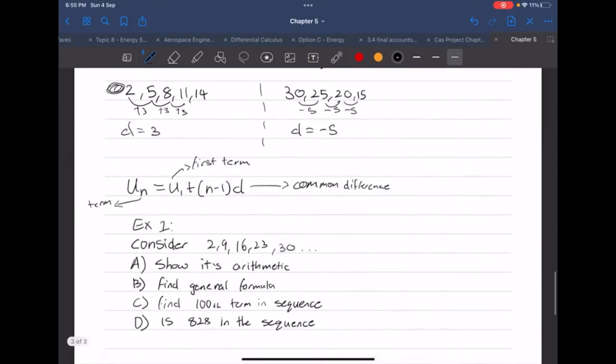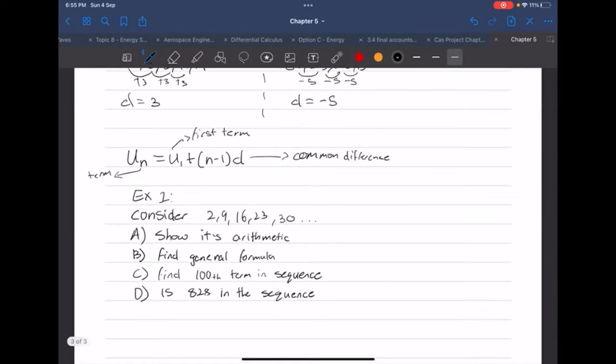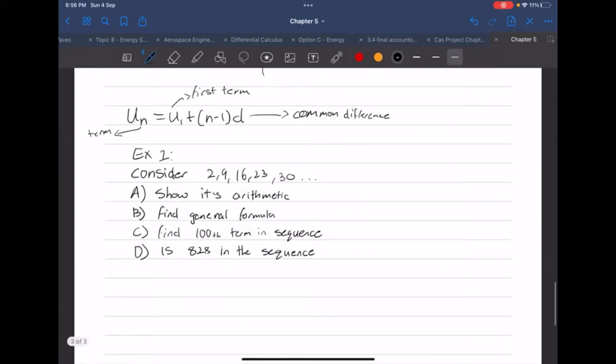Let's look at example 1, where we consider the sequence 2, 9, 16, 23, 30, and it keeps going on. Show it's an arithmetic sequence. To show that, we look at the common difference. 2 to 9 is 7, 9 to 16 is also 7, 16 to 23 is 7, and 23 to 30 is 7. So the common difference is constant, it's 7, therefore it's an arithmetic sequence.